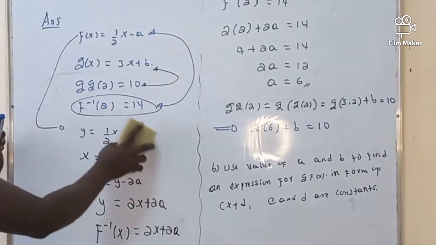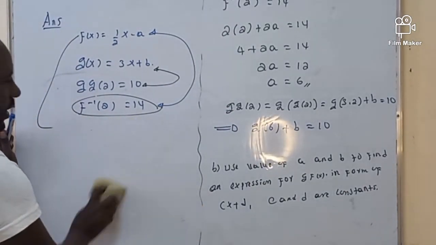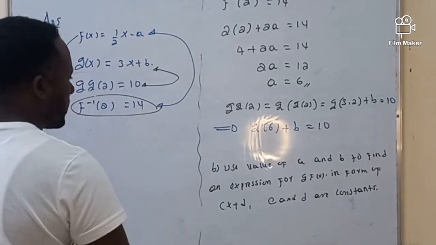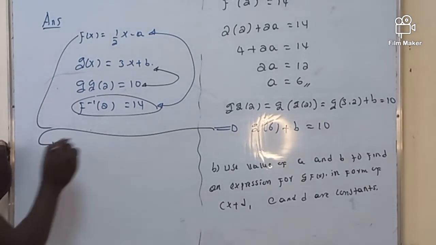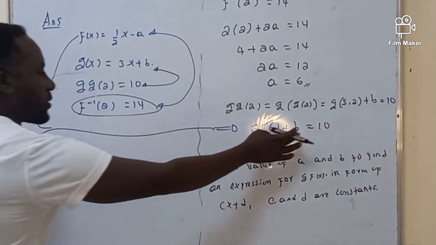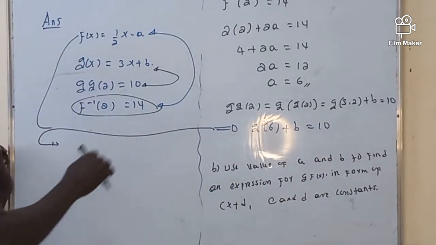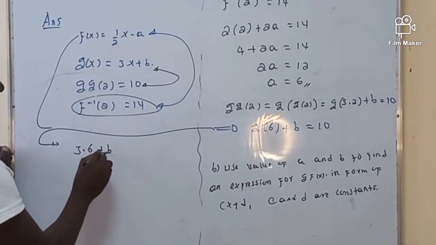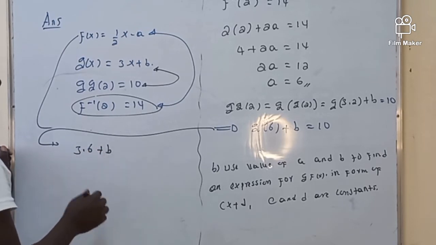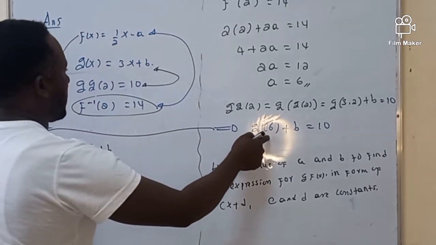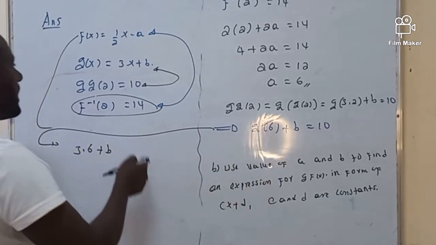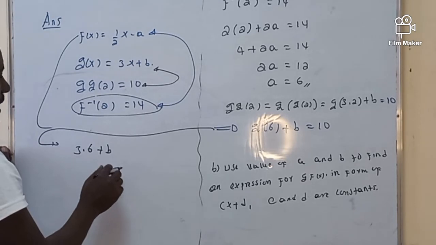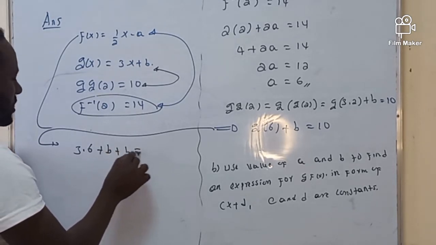Then now let's bring this problem here. G of 6 plus b will be 10 means what? You have to plug 6 in the g function, 3 times 6 plus b. That means we need to plug this one. What does g of 2 mean? G of 2 means now 3 times 6 plus b, again plus b, which is 10.